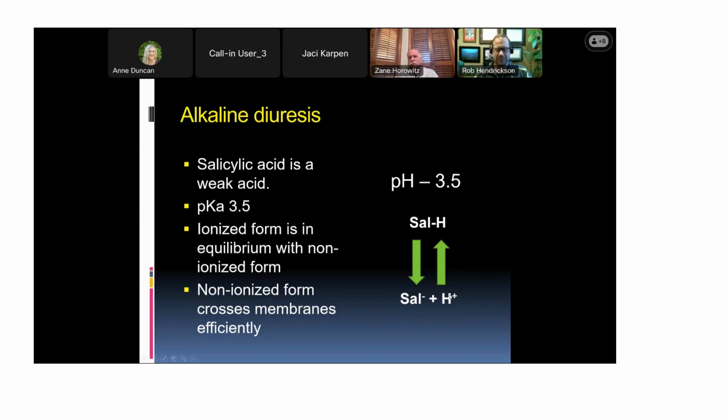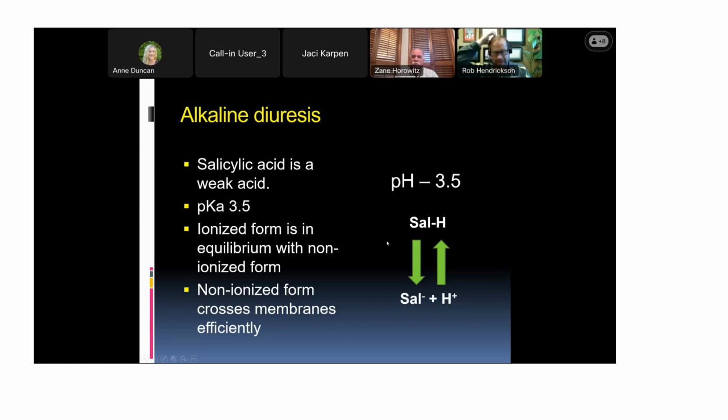Why in the world is this important at all? Well, the reason it's important is because the non-ionized version of salicylate is the one that travels across membranes. When we talk about salicylates, we're talking about it traveling into the brain or out into the urine. But the charged molecule, the ionized form, does not easily go across the blood-brain barrier or travel in the kidney out into the urine.